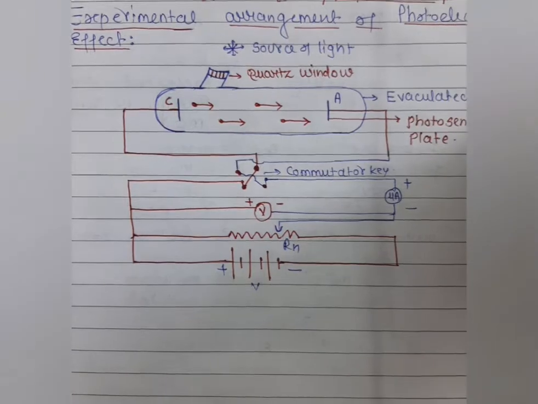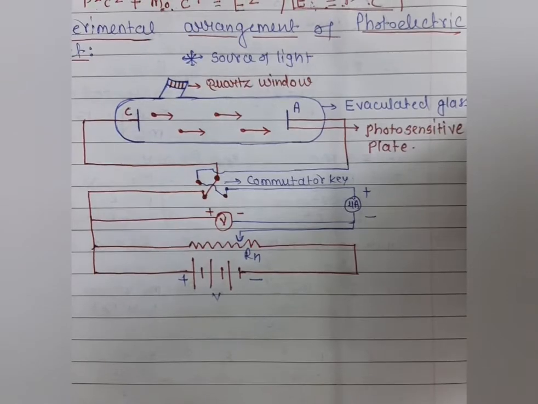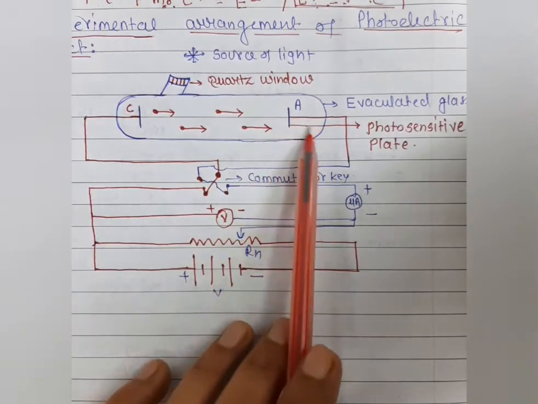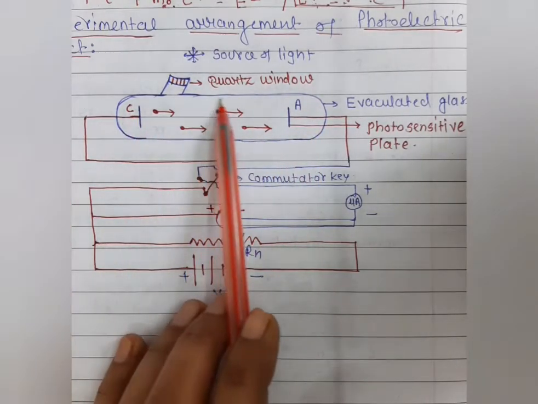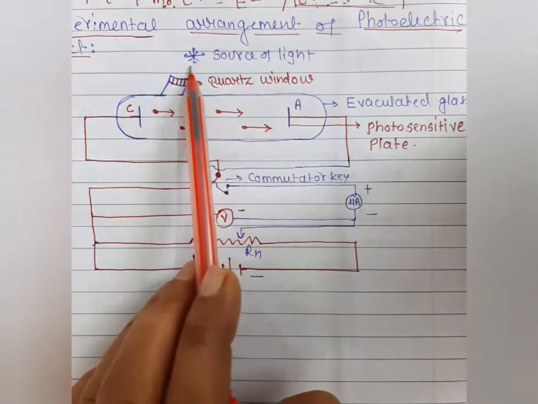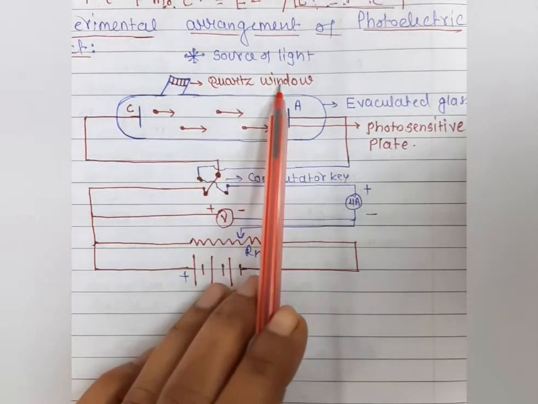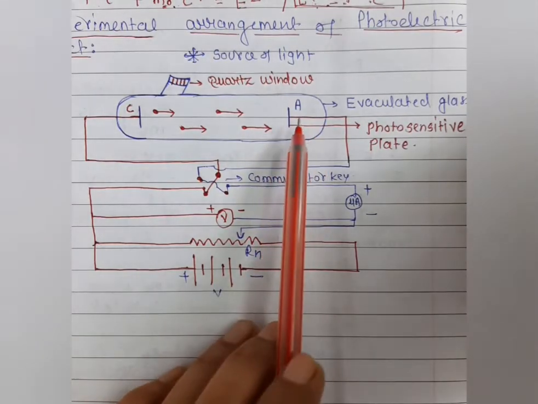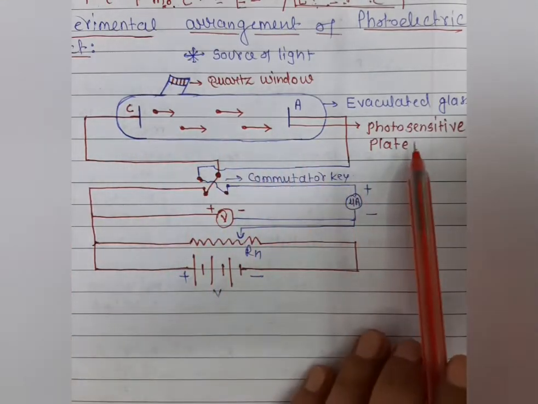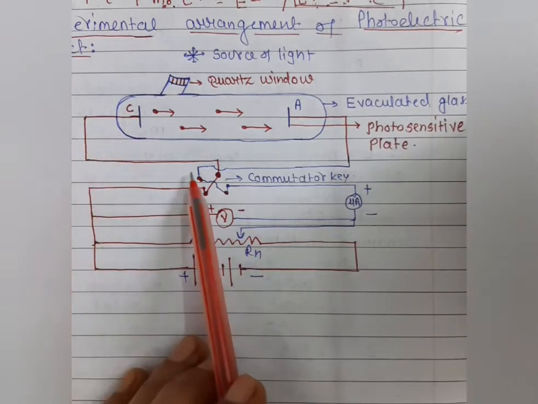So in this experimental setup of the photoelectric effect, students, here you can see an evacuated glass tube is present. In this glass tube, the opening is here. The source of light enters from this opening, and at the opening there is a quartz window. Inside that glass tube, two metal plates are present. This is known as the photosensitive plate, and these two plates are connected with the commutator key.